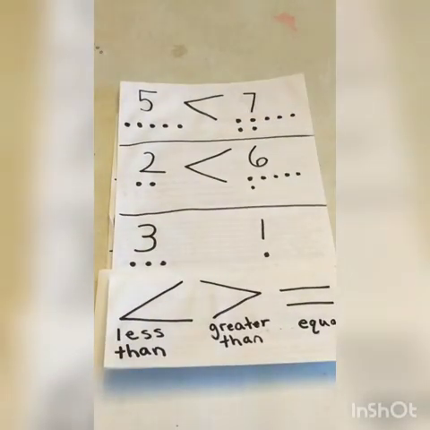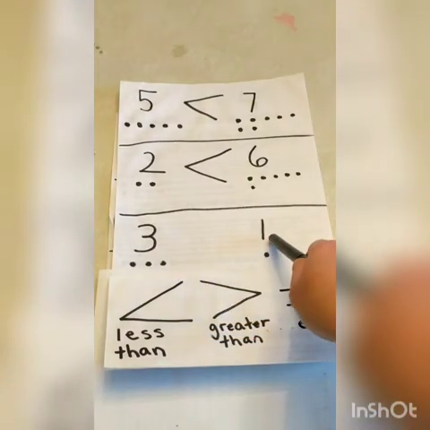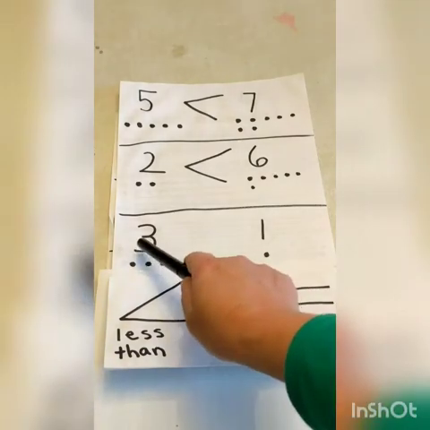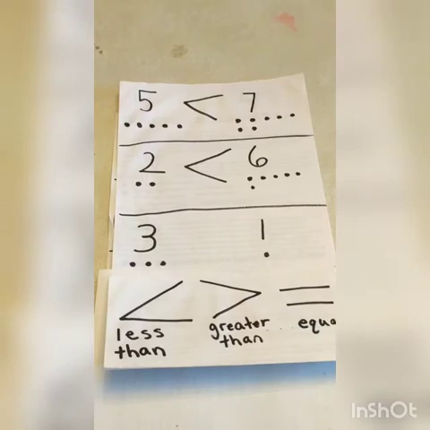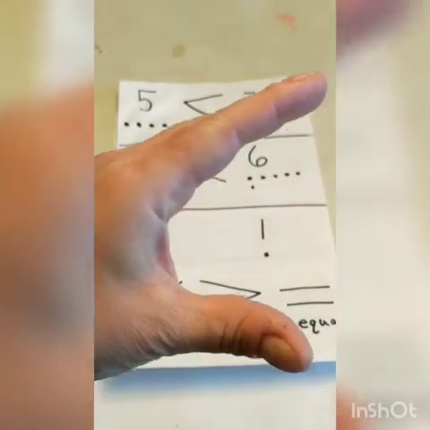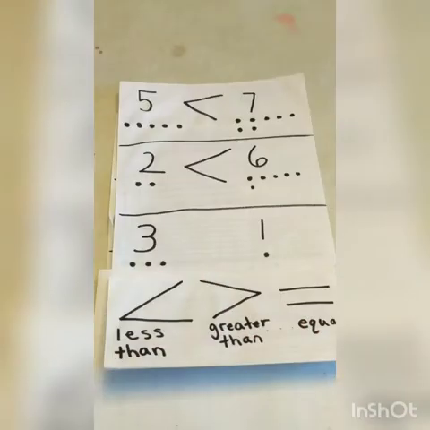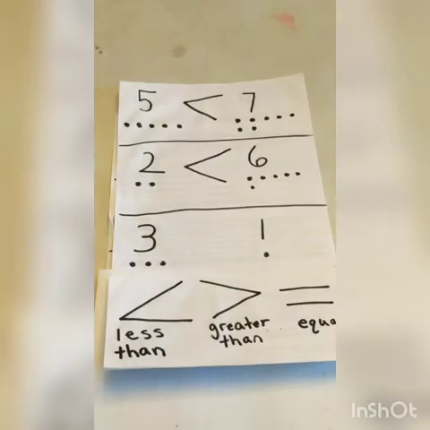Another example that we're going to do is comparing the number 3 to the number 1. Okay, so 1, 2, 3 dots for 3, 1 dot for 1. What is the bigger number? Are you going to show me the less than symbol? Is the bigger number 1? Or are you going to show me the greater than symbol, is the bigger number 3? If you showed me the greater than symbol, you are correct.